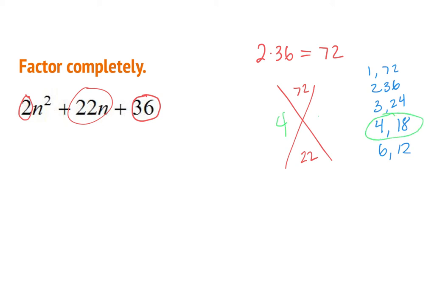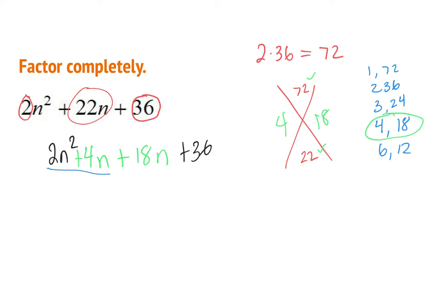So I'm going to write 4 and 18 and see if they both could be positive. So 4 times 18, when they're both positive, gives me a positive 72. And then 4 plus 18 gives me 22. So it checks out for both. So I will rewrite my expression, 2n squared, the 22n now becomes 4n and 18n, and then 36. And now I'll factor by grouping.